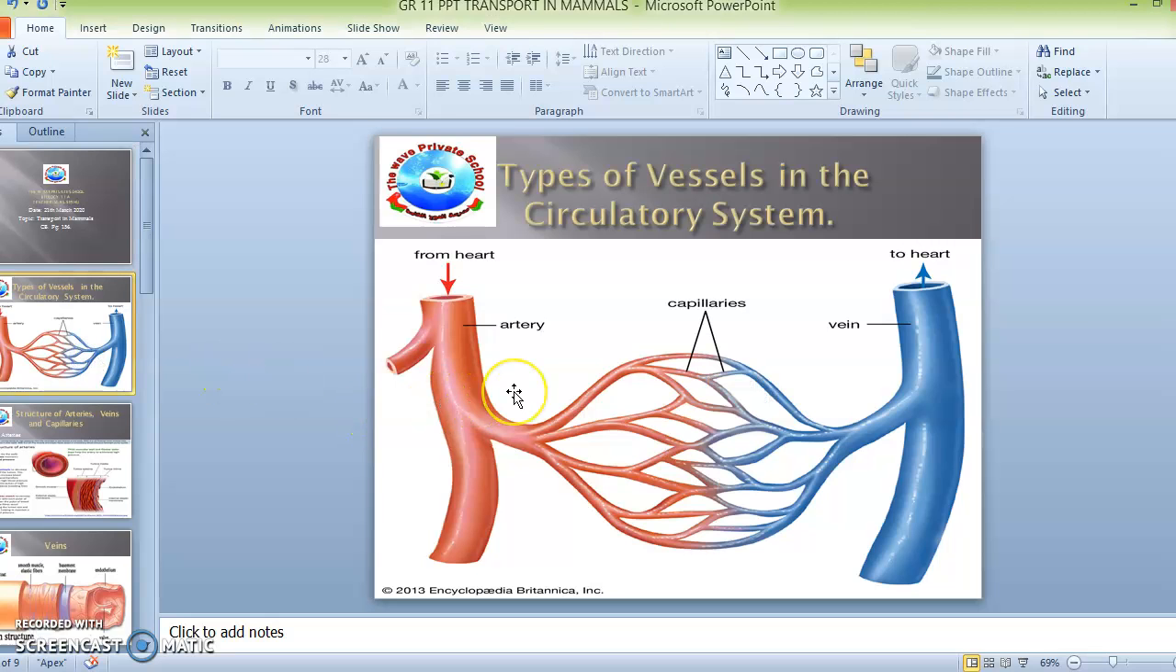Let us recall the lesson in last class. We have learned the types of vessels in the circulatory system. We have three types of blood vessels: arteries, capillaries, and veins. We learned these three blood vessels in the last class. Today we are going to learn about the structures of each blood vessel, I mean arteries, capillaries, and veins. So let us have a look.